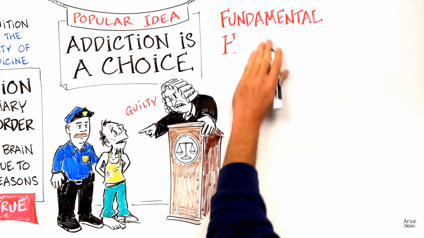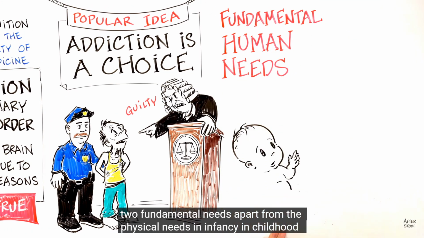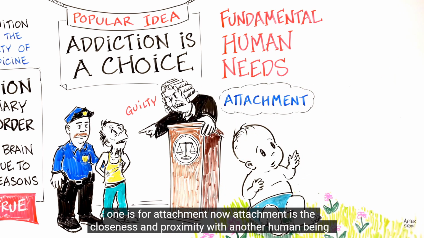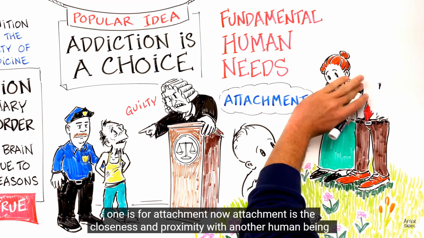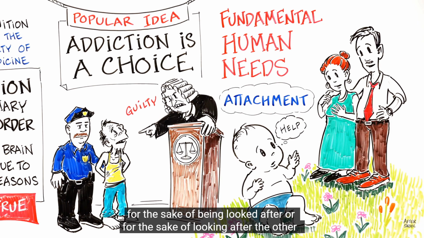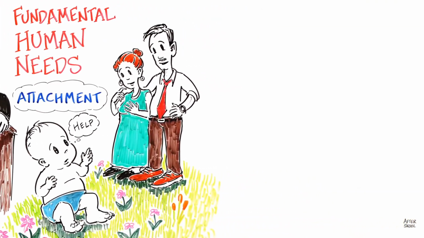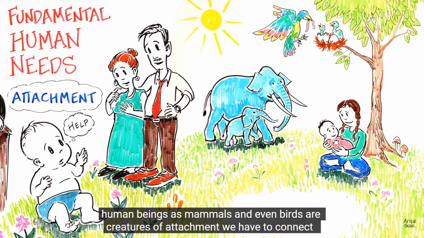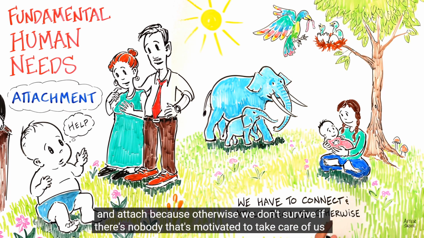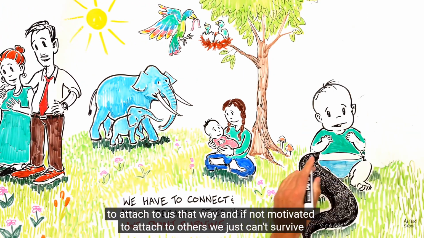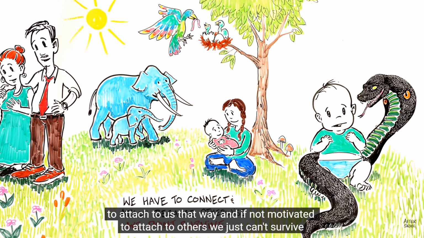A human being has two fundamental needs, apart from the physical needs, in infancy, in childhood. One is for attachment. Now, attachment is the closeness and proximity with another human being for the sake of being looked after, or for the sake of looking after the other. Human beings, as mammals, and even birds, are creatures of attachment. We have to connect and attach because otherwise we don't survive. If there's nobody that's motivated to take care of us, to attach to us that way, and if not motivated to attach to others, we just can't survive.